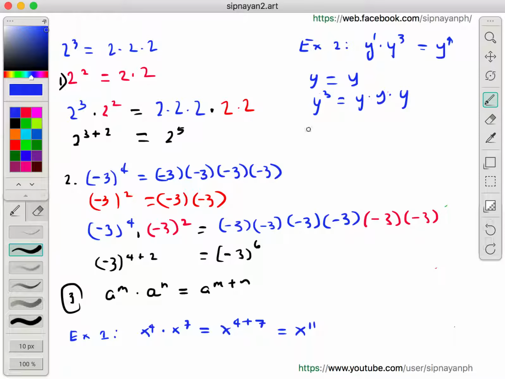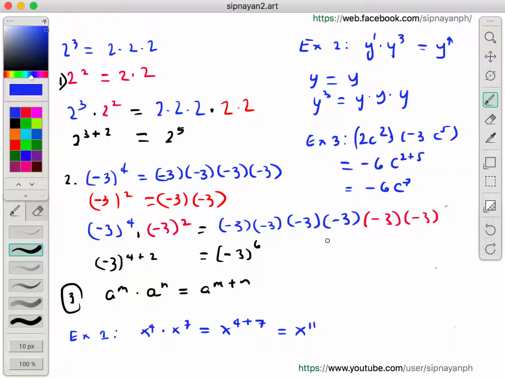Okay, let's have our last example. This is 2c squared times negative 3c to the fifth. So, dito may kasama na tayong number, no? O natawag natin yung numerical coefficients. So, 2 tsaka negative 3. Siyempre, unahin natin i-multiply. This is negative 6. And c squared times c to the fifth is c to the second power plus 5. Meaning this is negative 6c raised to the seventh power.